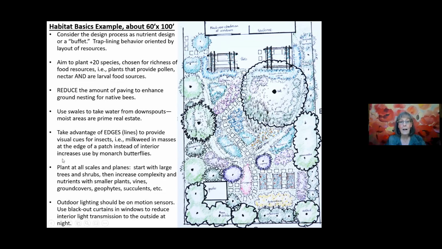Again, outdoor lighting, probably best not to leave the porch light on outside. Motion sensors are really the best way to go. There's no evidence that outdoor lighting that stays on all night deters crime. Motion sensors, if someone's out there moving around, the lights will come on. Otherwise, really one of the best ways to help is to make sure that you're not having light transmission to the outside at night.